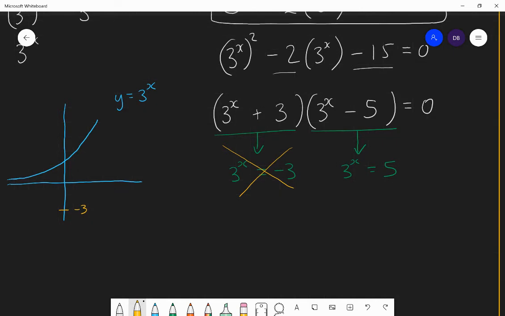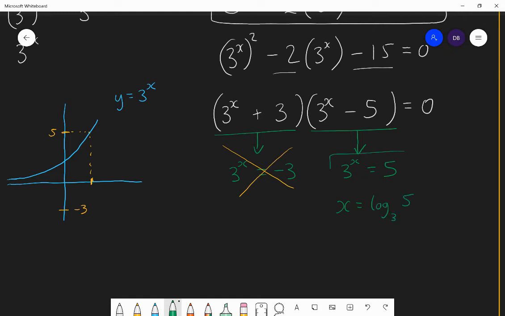The other one, 3 to the power of x is 5. Well, yes, there is a value of x which would give you 5. We just need to find that value of x. To do that, we need to use logarithms. So x is equal to log base 3 of 5.